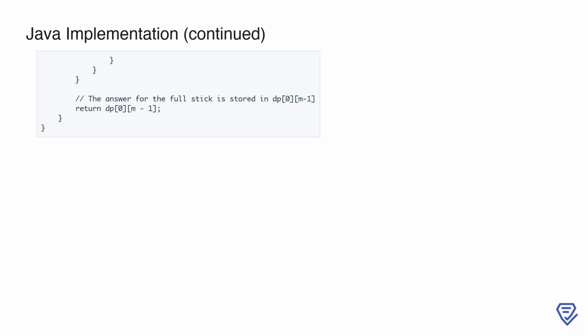We then update dp[i][j] to be the minimum of its current value and this calculated cost. This ensures that by the end of the nested loops, dp[i][j] holds the minimum cost to cut the segment between i and j. Finally, the answer for the entire stick, which includes all cuts, is stored in dp[0][m-1]. This represents the minimum cost to cut the stick from its starting point to its endpoint with all given cut positions. We return this value as the result of the method.